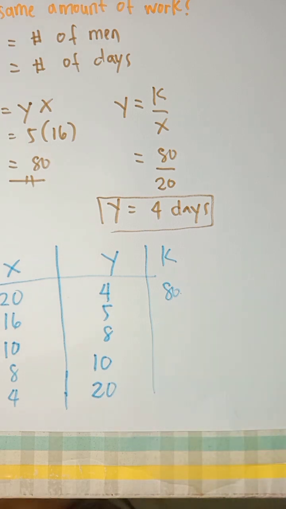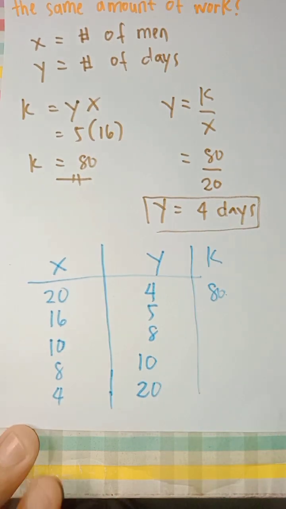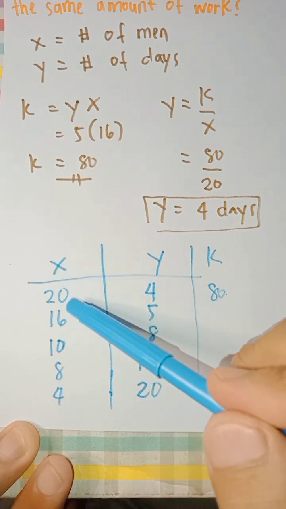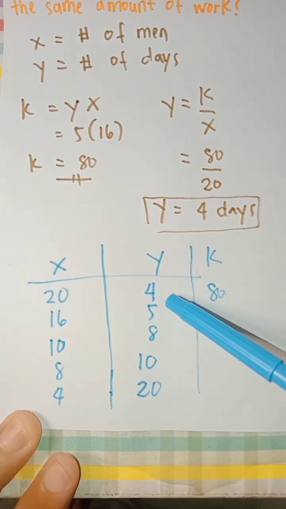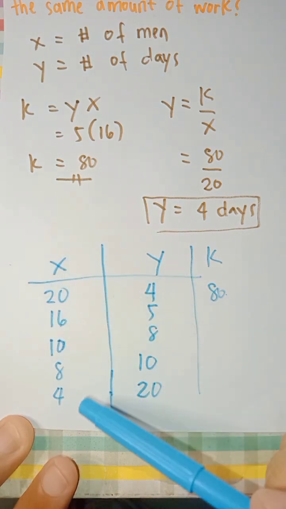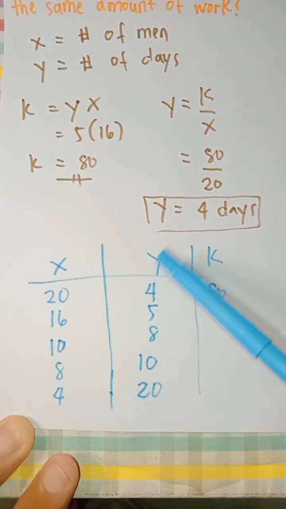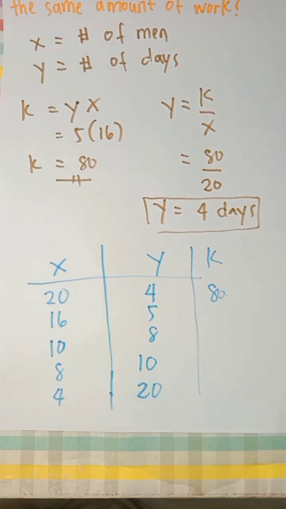Now notice that if x increases, y decreases. But if x decreases, y increases. Now that is inverse proportion.